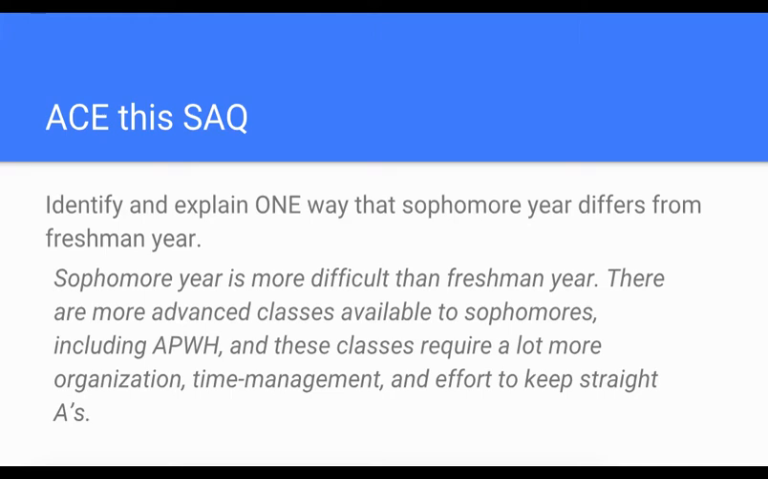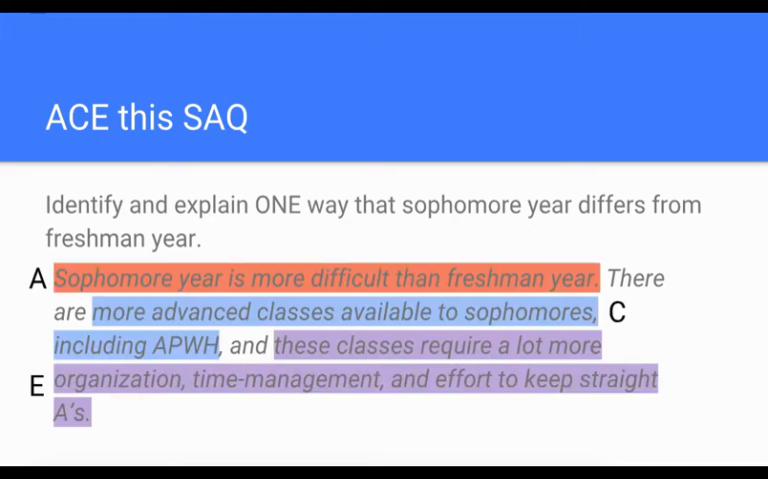And let me show you how this matches up with ACE. So my A, I answered the question. So what's one way that sophomore year differs from freshman year? Sophomore year is more difficult than freshman year. That's my first sentence. Now in this example, I've actually combined C and E into my second sentence, where I said there are more advanced classes available to sophomores, including AP World History. There's my specific example, and here's my explanation. These classes require a lot more organization, time management, and effort to keep straight A's.